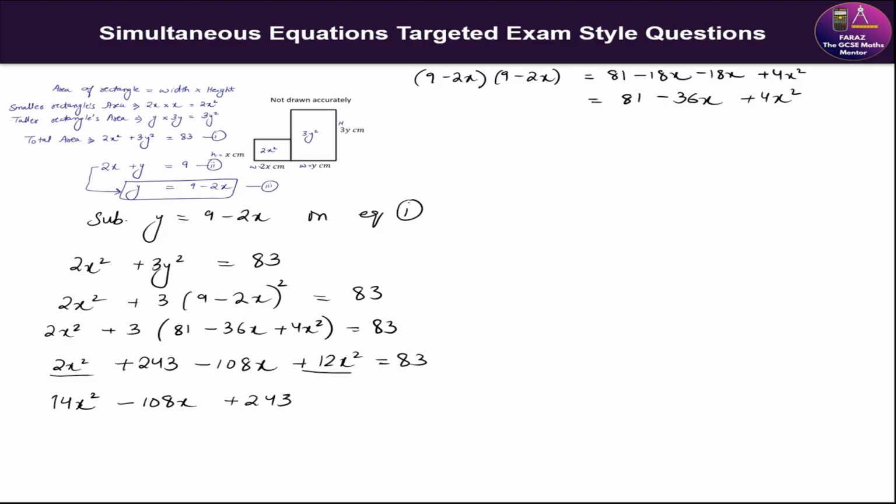Shift this 83 to the left hand side. It is plus 83 on the right hand side of the equal sign, so it will become negative 83 on the left hand side, equals 0. Then we have 14x squared, negative 108x, and 243 minus 83, which is plus 160, equals 0. Now you have to divide this whole equation by 2, as all numbers are even, so we can easily divide through by 2.